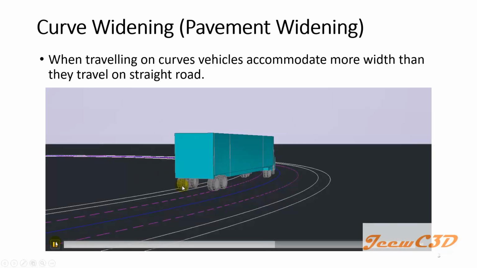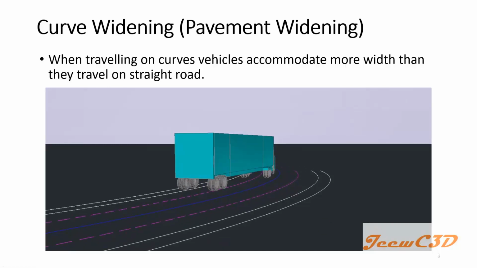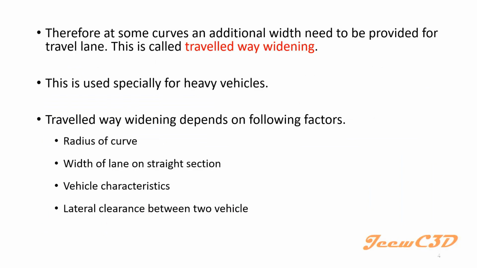In that case, what we need is to increase the width of the lane so that the full width of the vehicle will be accommodated inside the lane of the road. This increased width inside curves is called curve widening, or else pavement widening. This is also called travel way widening, because we are widening the travel way.